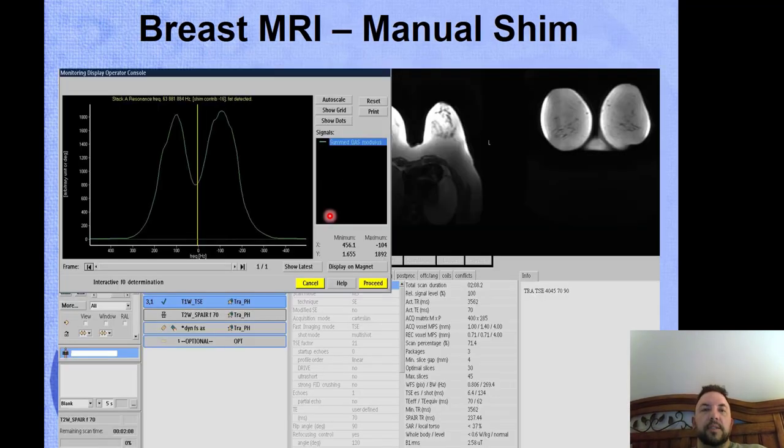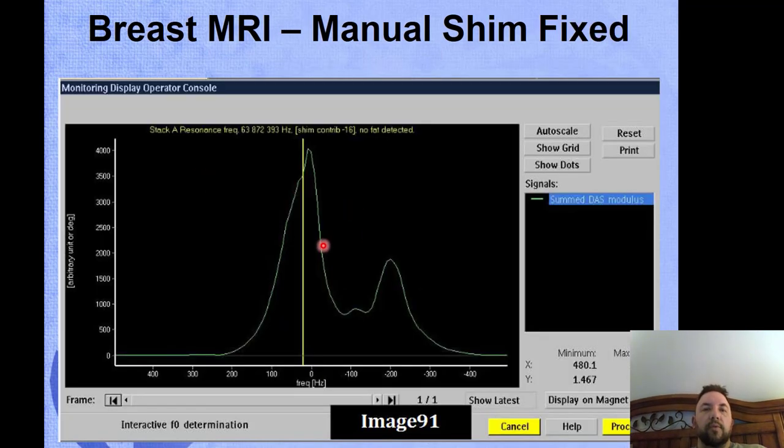So here the system came up with our center frequency right in the middle. How do we fix that? We want to move it over so that we're centered on water, and then the signal from fat would be suppressed. As we talked about, chemical shift establishes a difference in the precessional frequencies of both fat and water, where fat and water at 1.5 Tesla are separated by 220 hertz.